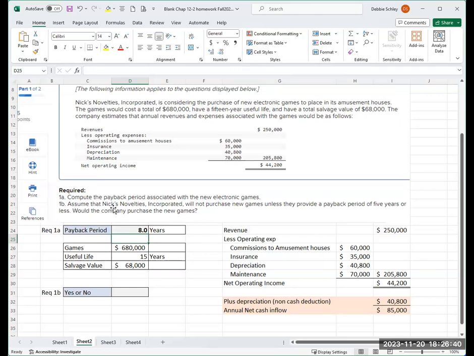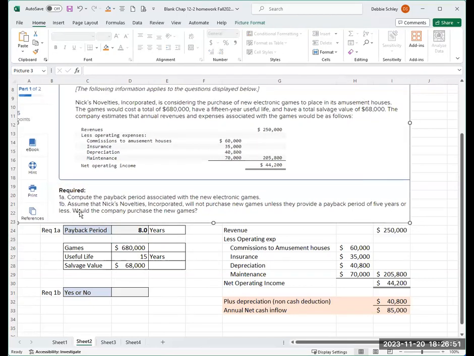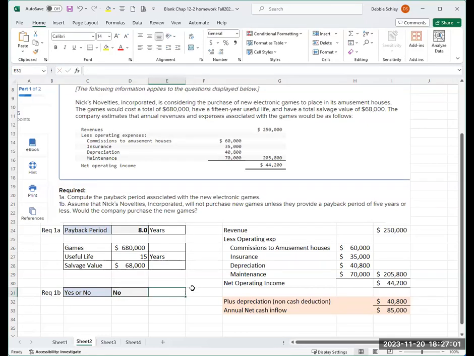1B, assume that Nick's Novelties Incorporated will not purchase new games unless they provide a payback period of 5 years or less. Would the company purchase the new games? Well, I just figured out it's going to take 8 years to pay this back, so no, they would not do it because 8 is greater than 5.